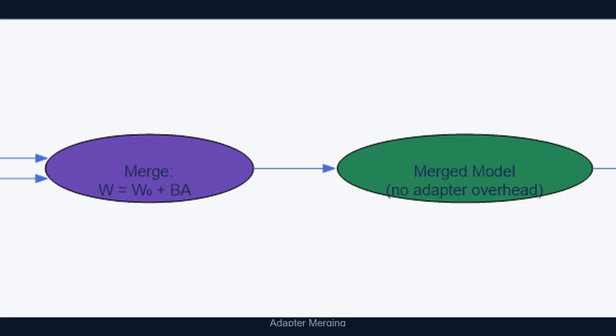The trade-off is that you can no longer swap adapters at inference time. If you need that flexibility, keep the adapters separate. If you're deploying one specialized model and want maximum inference speed, merge it.